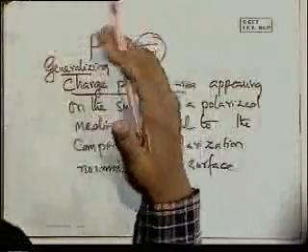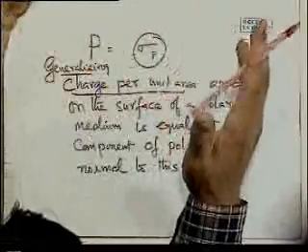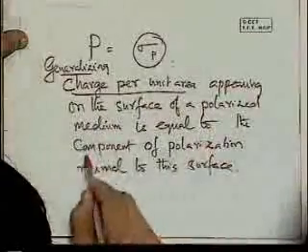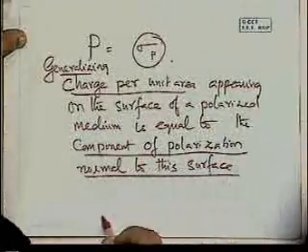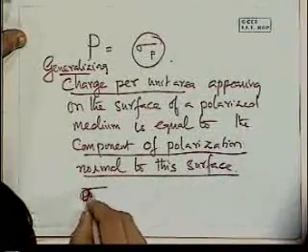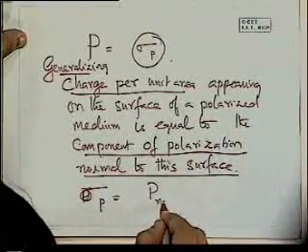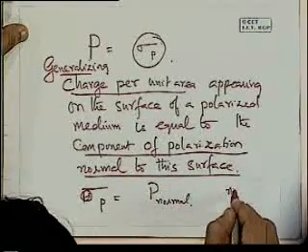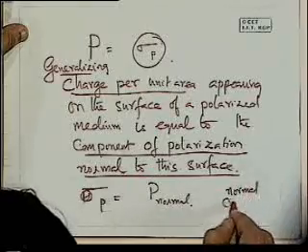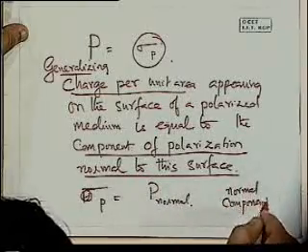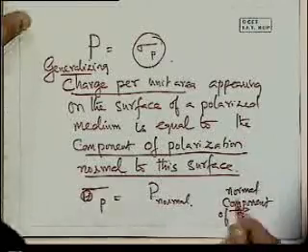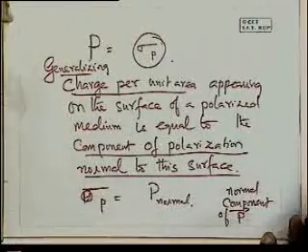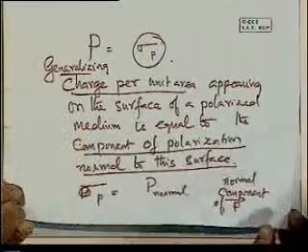Making a generalization, we can say that the charge per unit area is equal to the normal component. So if the surface is not a flat rectangular slab like that, we say that it's equal to the component of polarization normal to this surface. So sigma p is equal to P normal, where P normal is the normal component of P. Whatever be the polarization vector, its normal component will give me the charge density or charge per unit area.